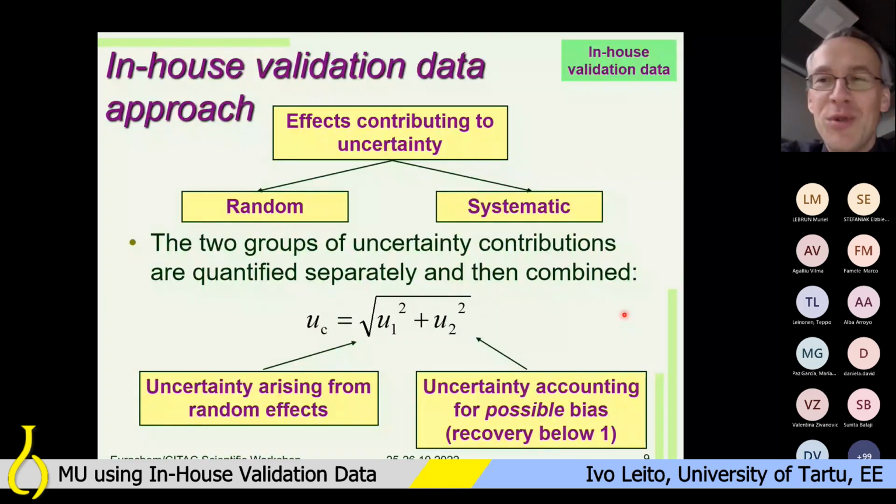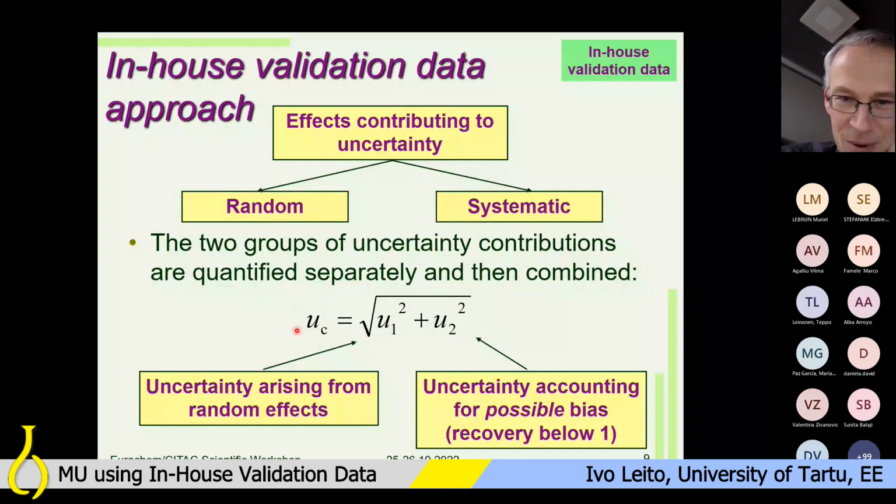Okay, now we go to the next one, which is, let's say, the main topic of this workshop. This is the approach based on in-house validation data. Here, as I said already, although a model is needed for calculating your result, the uncertainty evaluation does not really need it. And what is done here is the following. All the effects contributing to the uncertainty are broken down into two pieces, random effects and systematic effects, which are quantified in these big batches. Essentially, you have one batch of random effects, the other batch of systematic effects.